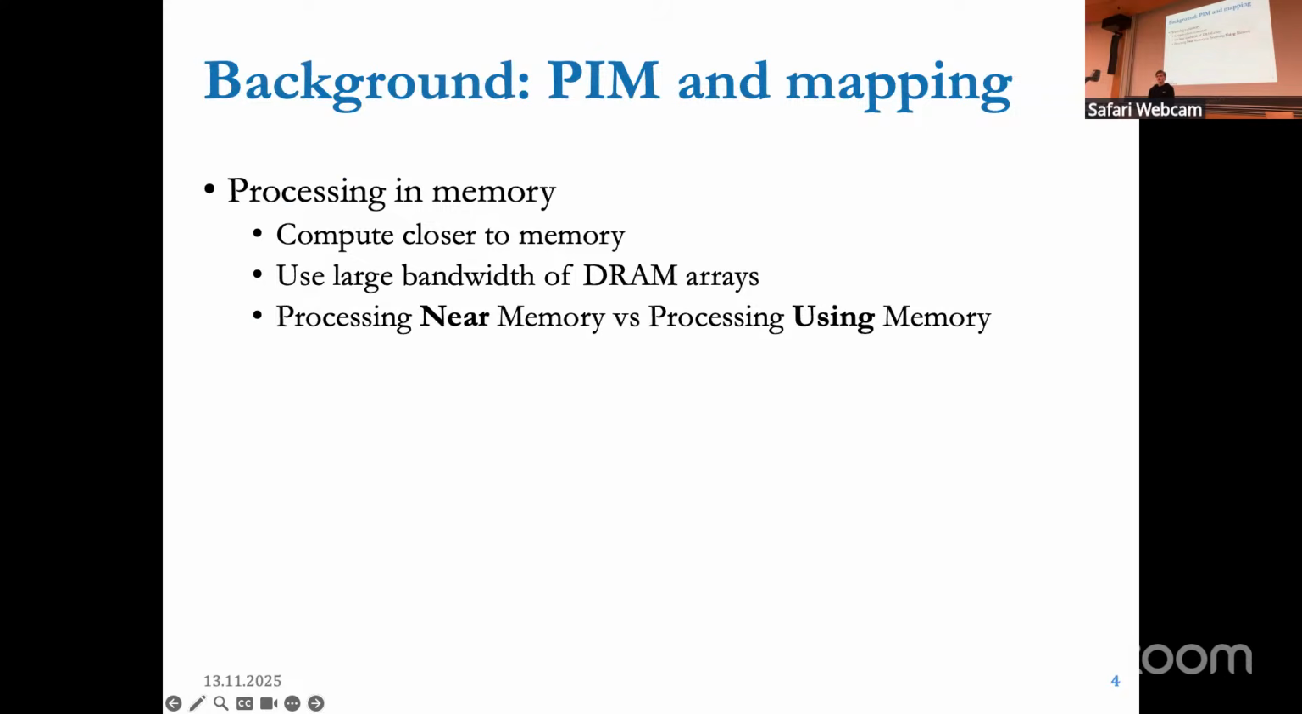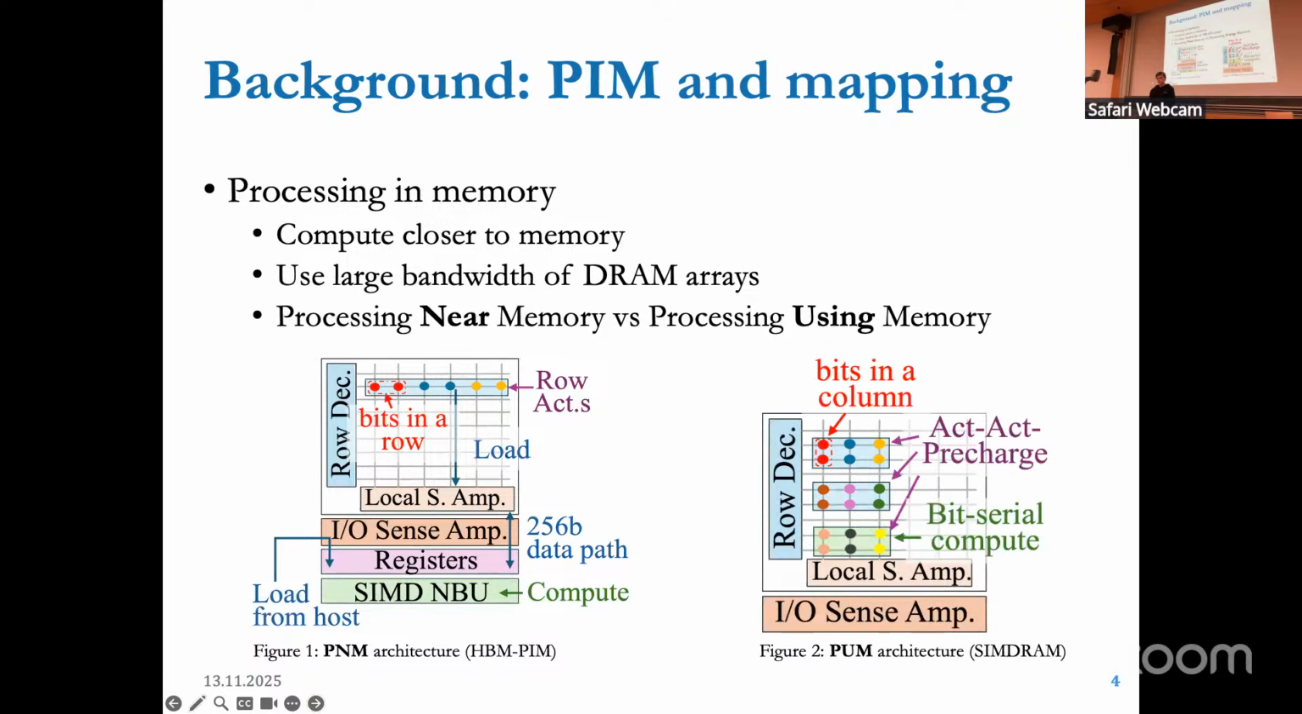Processing in memory tries to solve the big data processing problem, because data movement takes a very long time in current architectures, and the compute actually can take less than 20% in current CPU designs. So we try to use chips which can compute closer to the DRAM so that the memory movement doesn't take as long. They also try to use large bandwidths so that we can use SIMD easier. For this, we have 2 solutions, processing near memory and processing using memory. And you can see 2 architectures here.